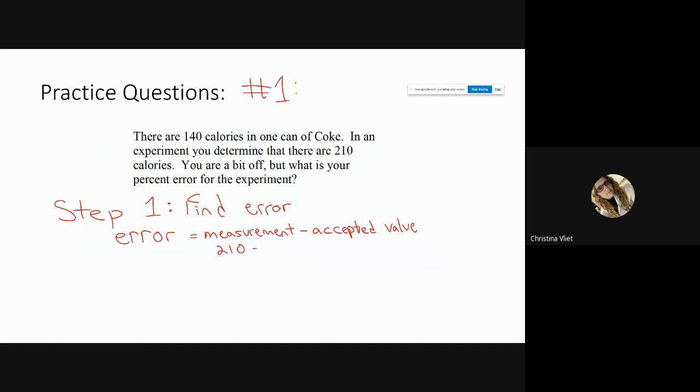140. These numbers may be simple to work with because they're whole numbers. And so if they are or not, you're allowed to use a calculator. Just to be clear, no calculator shame. No shaming for using a calculator in this class. You're always allowed. 70. I'm not testing your ability to do simple math. I'm testing your ability to solve problems. So 70. That's our error. And it's 70 calories, right?